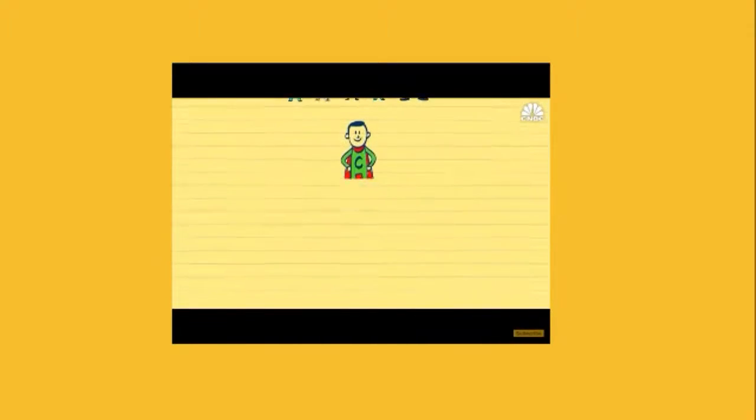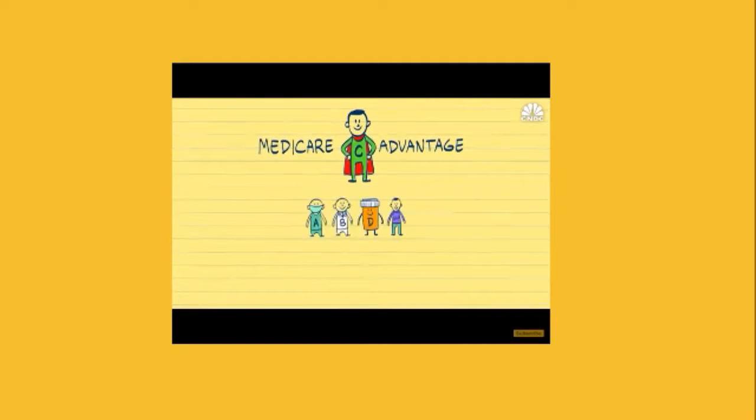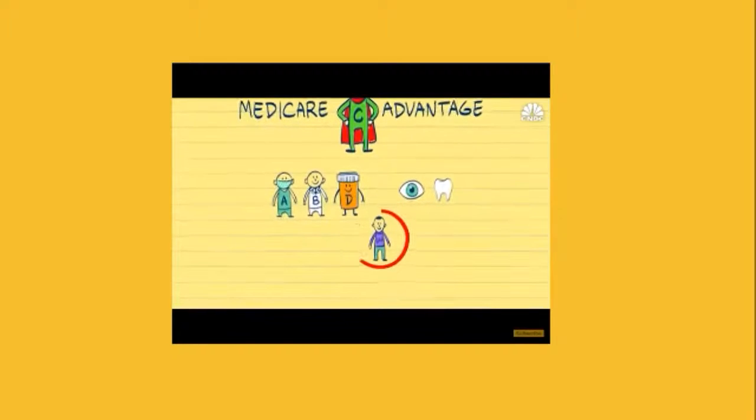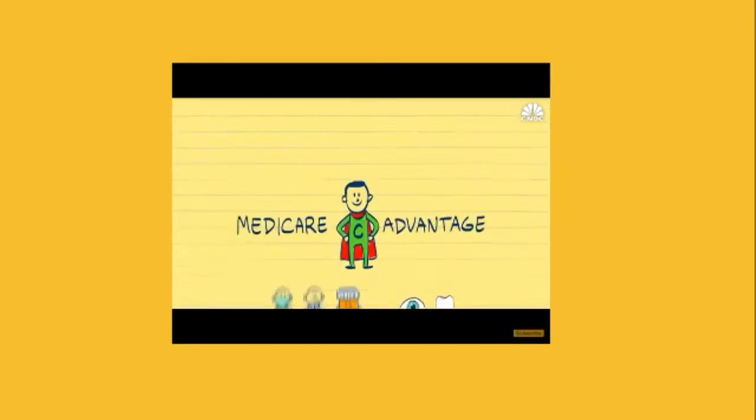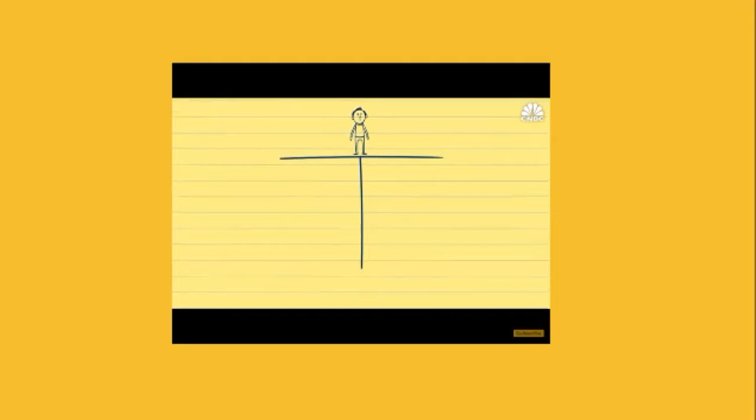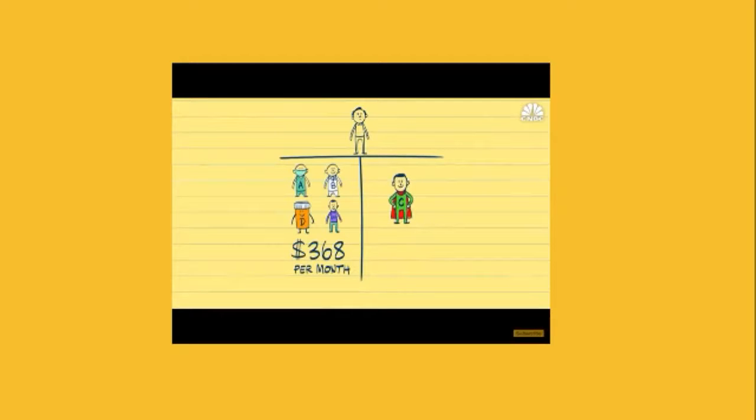That's where Part C comes in. Medicare Advantage usually incorporates all these parts, and you can also get vision and dental. But you cannot add on Medigap if you go this route. So Bob has a choice to make. He can combine Parts A, B, and D with a Medigap policy for $368 a month, or go for a Medicare Advantage plan and pay near a total of $170 per month.